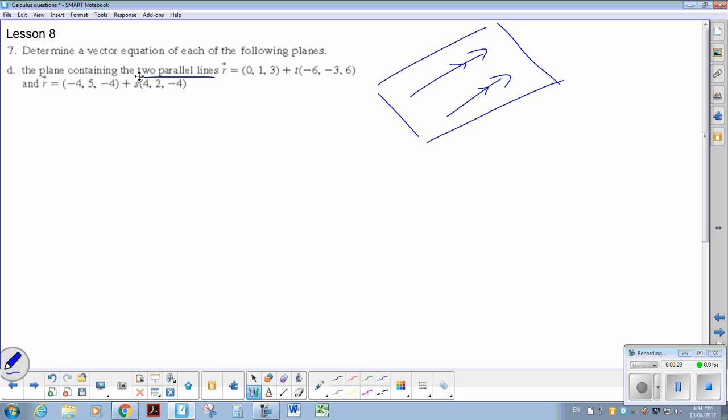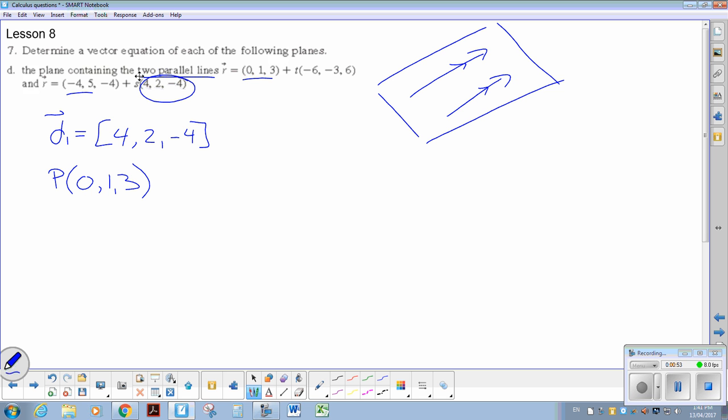So we can use one of the direction vectors. Doesn't matter which one. So for the plane, I will pick the first direction vector to be 4, 2, negative 4. I have a point, and since it doesn't matter which point I pick, because both lines are going to be on the plane, we can do that. But it's the second direction vector, and here's the key.